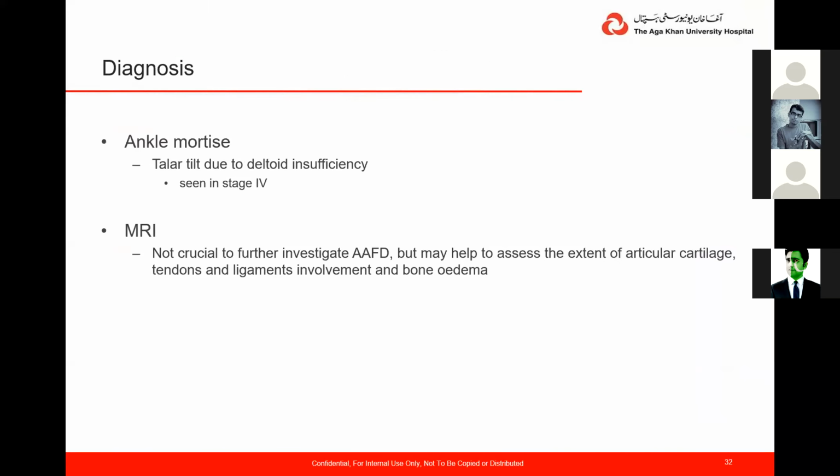You have to check for talar tilt, because in advanced stages, most of these patients come with a talar tilt because the deltoid complex is insufficient. MRI usually is not very important, but it may help us in identifying the level of articular damage, so that we can choose between reconstructive versus arthrodesis.